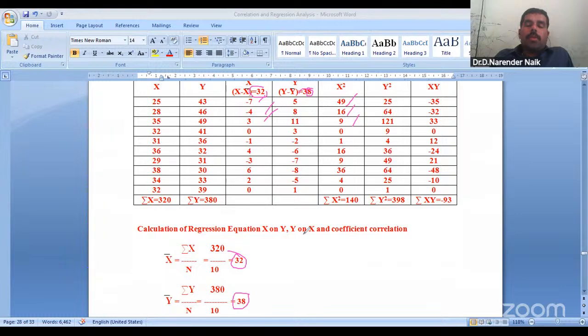Y square. Next one is 25, 64, 121, 9, 4, 36, 49, 64, 25, 1. Sigma y square is equal to 398. So we got x square and we got y square. Then xy. Okay, 7 into 5 is 35, 4 into 8 is 32. So in this way, we are going to get these values.